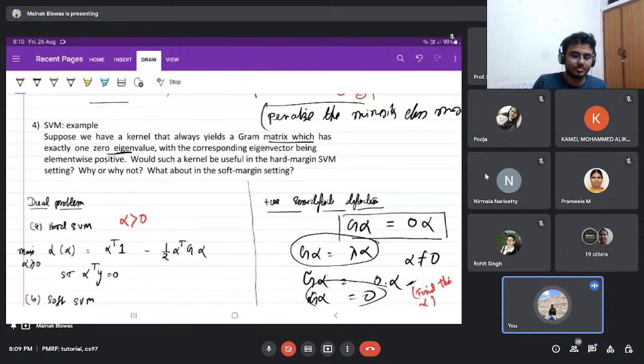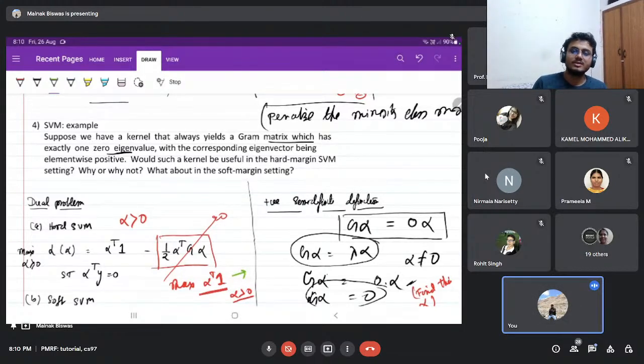Does anyone have an answer? So if this term goes to 0, maximum of alpha transpose 1, where can it go for alpha greater than 0? This is unbounded, right? If you want to maximize x such that x is greater than 0, what is the value of x that maximizes it? What is the maximum of x such that x is greater than 0? Infinity, correct. So here also it will tend to infinity.